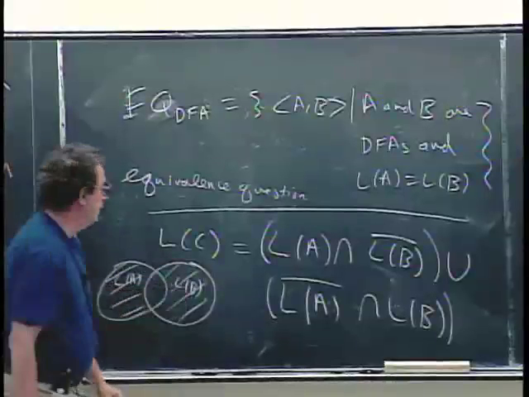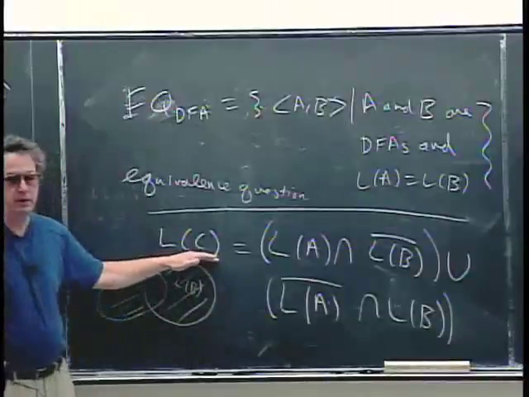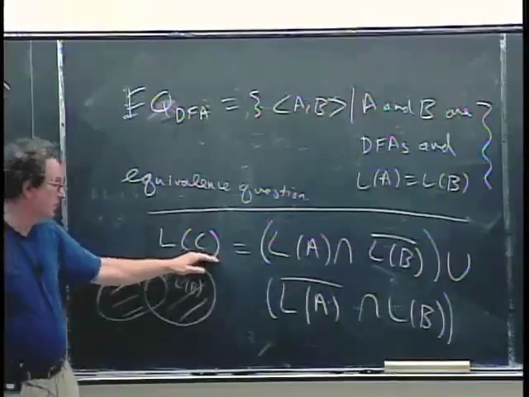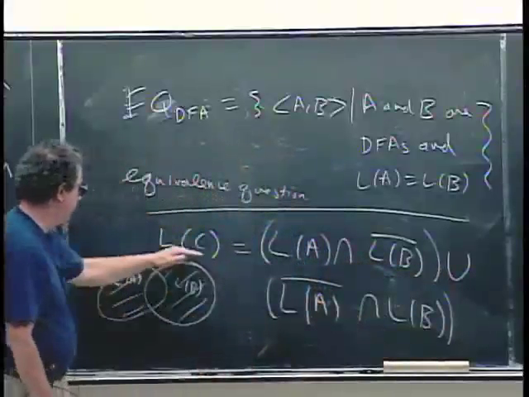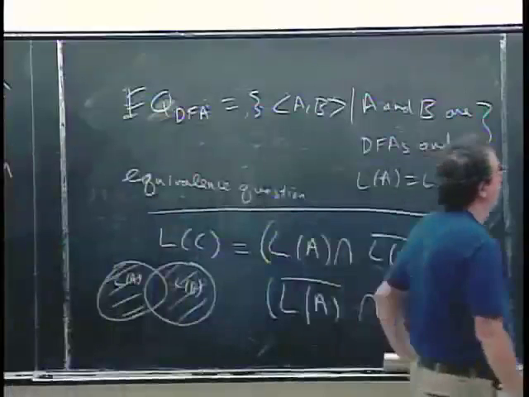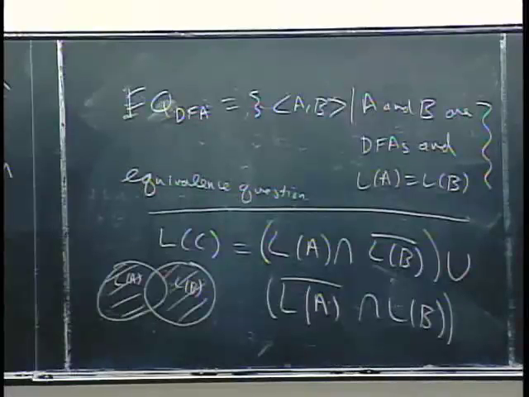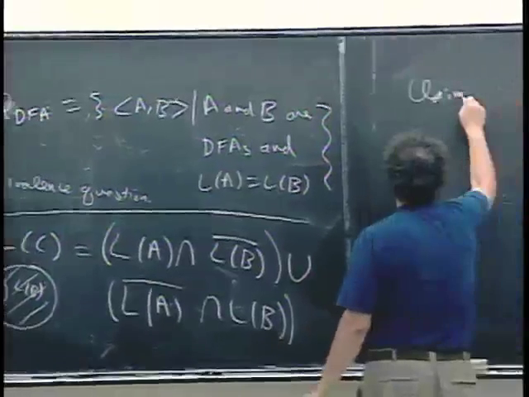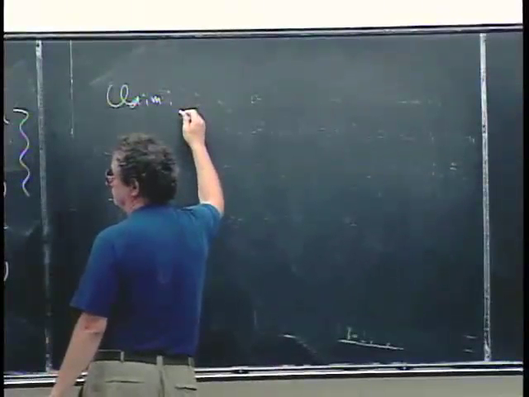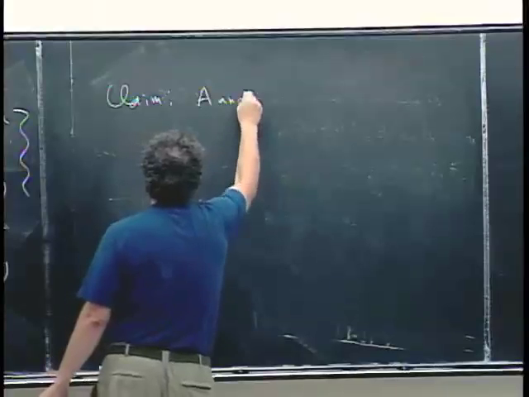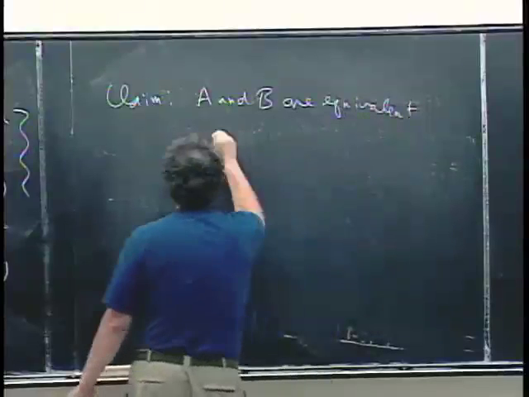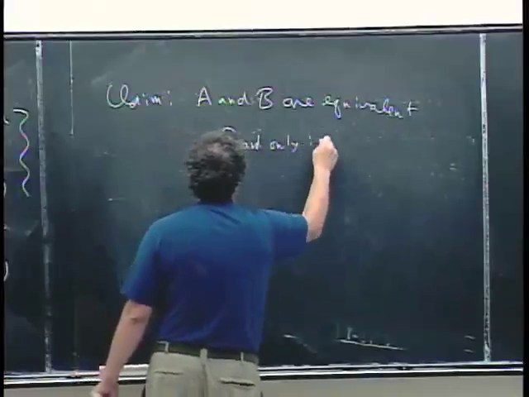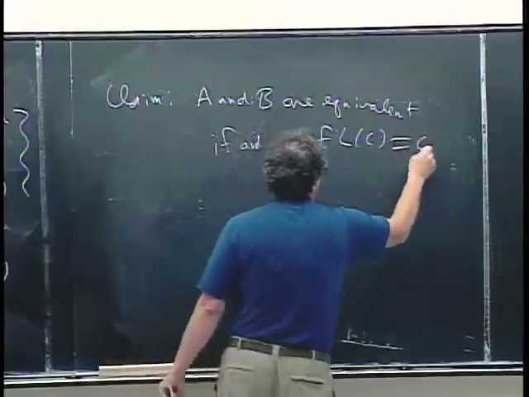All right, so L(C), is that a regular language? Yeah, that's regular because we know this is regular, and the union of two regular languages is regular. So L(C) is regular. Then somebody earlier said: A and B are equivalent if and only if L(C) is empty.